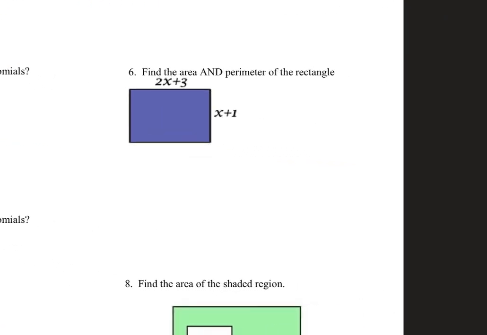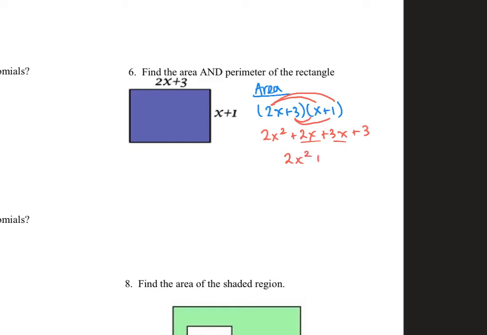All right, number 6, we're finding the area and the perimeter. In order to find the area, we multiply. So we have 2x plus 3 times x plus 1. And we're going to multiply here. So 2x times x is 2x squared. 2x times 1 is plus 2x. 3 times x is 3x. And 3 times 1 is positive 3. Now we can combine like terms. So we get 2x squared plus 5x plus 3.